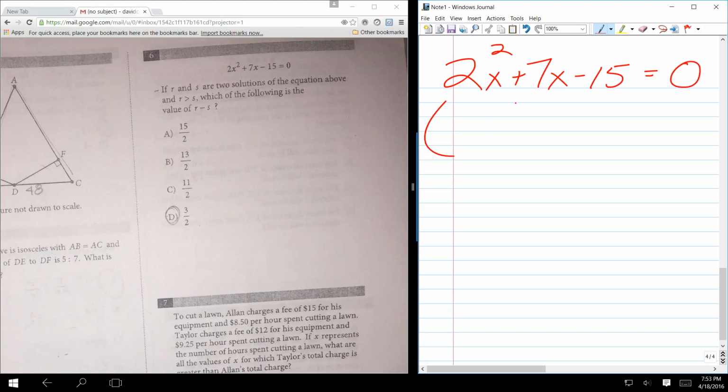Factor. What goes here and here? X? No. If there was x there and there, then this would be x squared. Oh, 2x and just x. Yeah. That, and then always check to make sure that produces that first term, because that first term only comes from this first term multiplied by that first term.